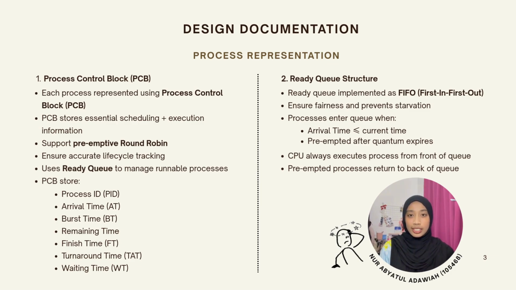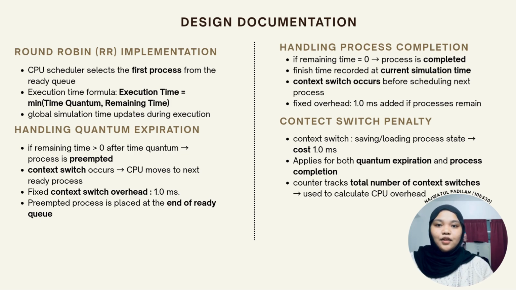Second, the ready queue is implemented using a first-in, first-out structure. This ensures fair scheduling and prevents starvation. Processes enter the ready queue when their arrival time is less than or equal to the current time, or when they are preempted after the time quantum expired. The CPU always executes the process at the front of the queue, and any preempted process is placed at the back of the queue.